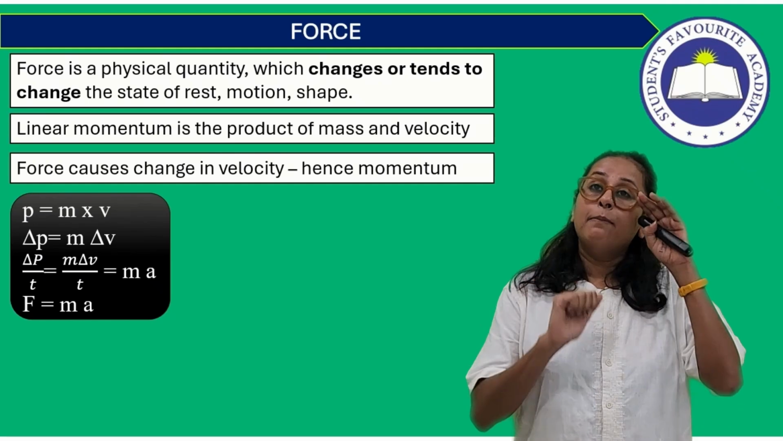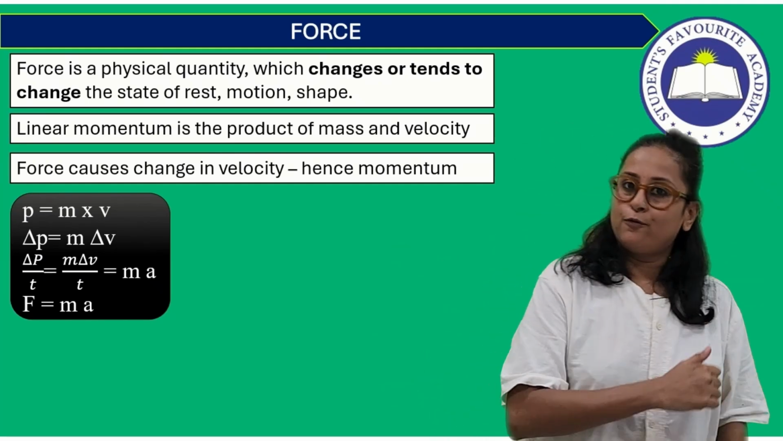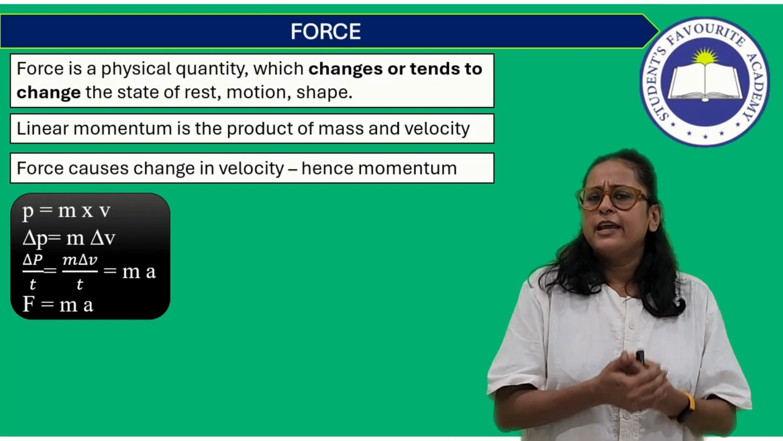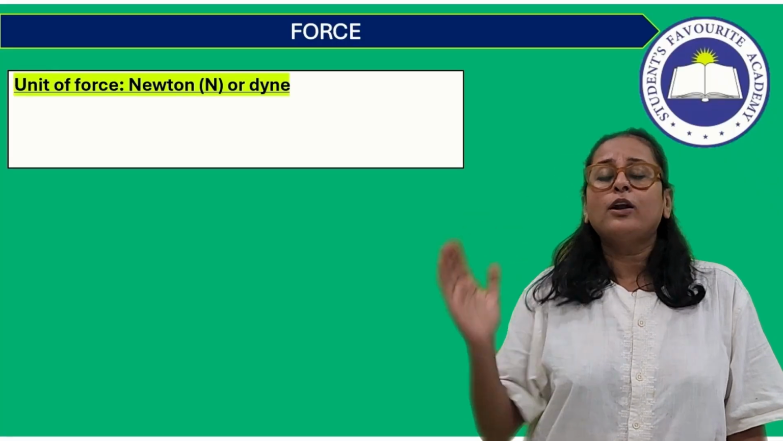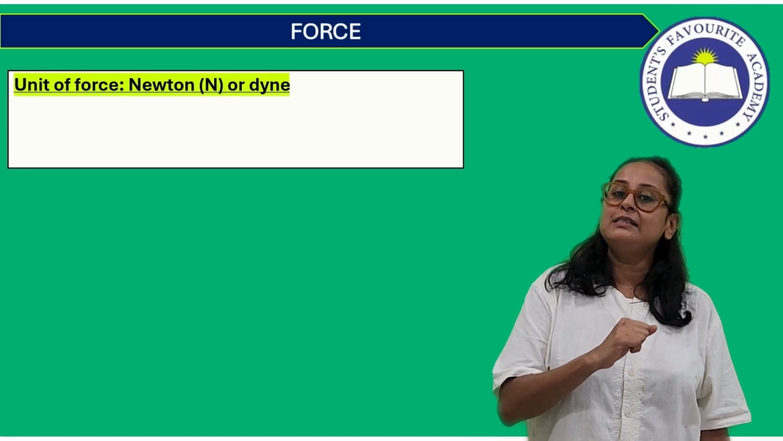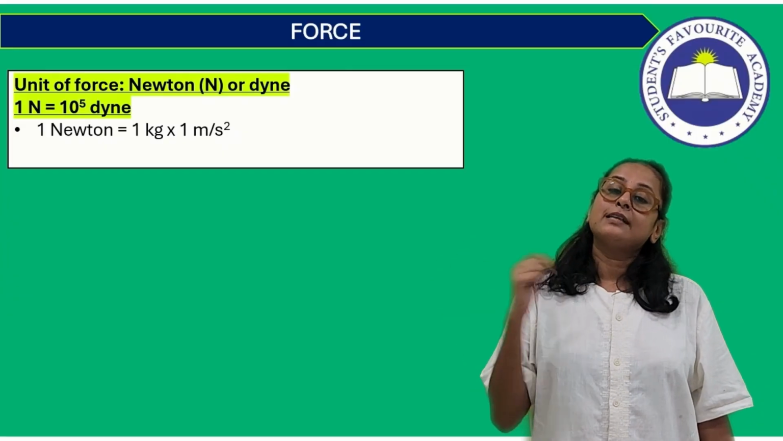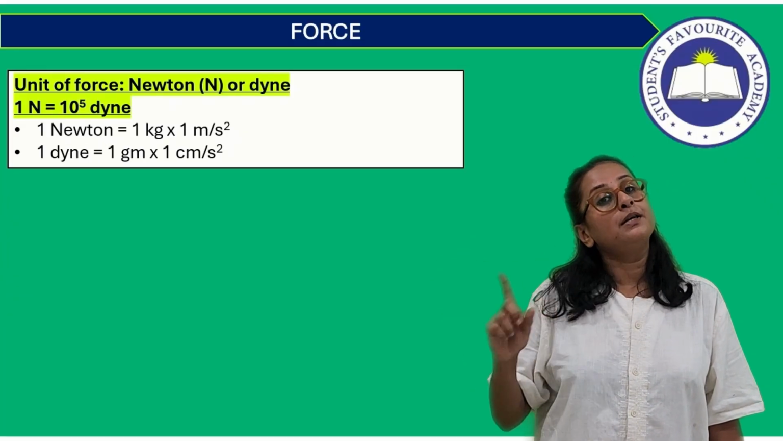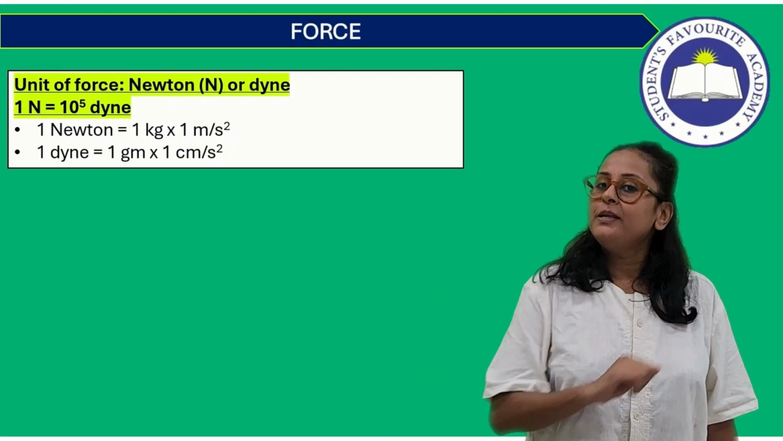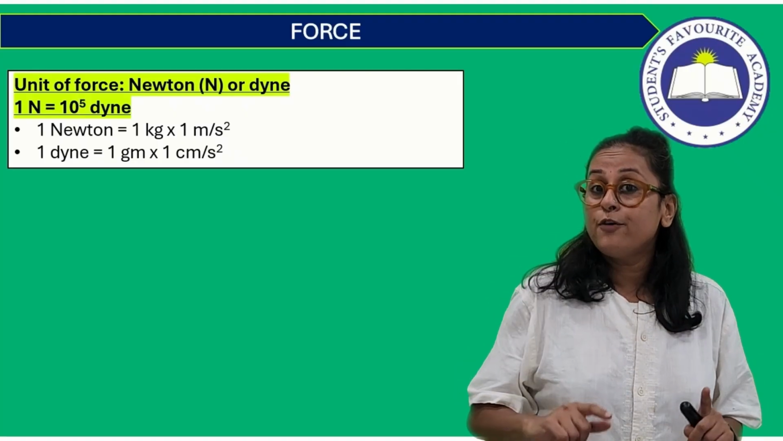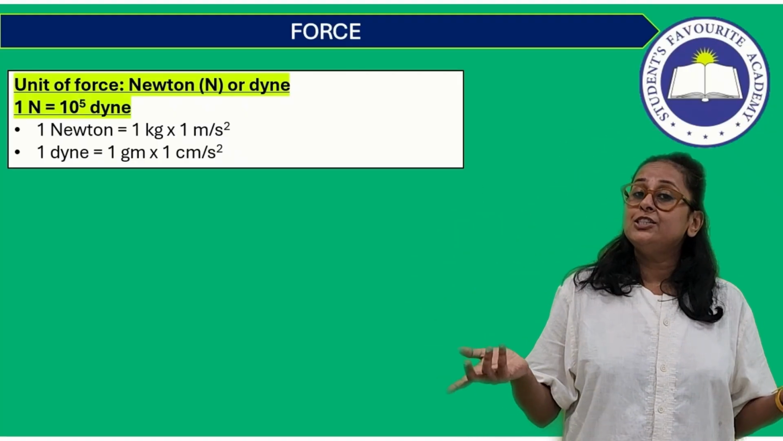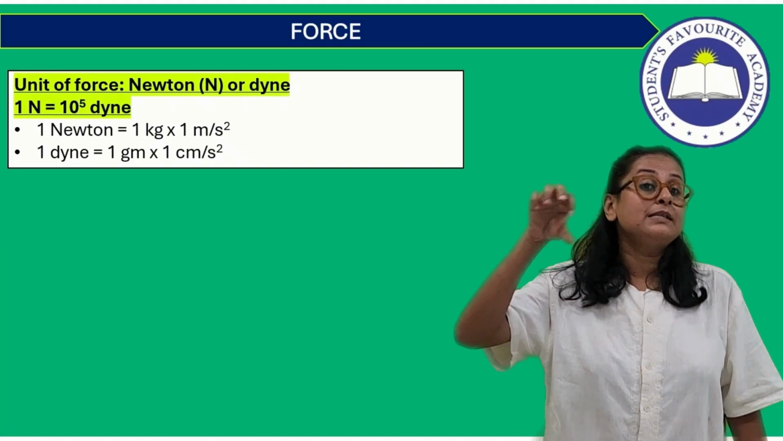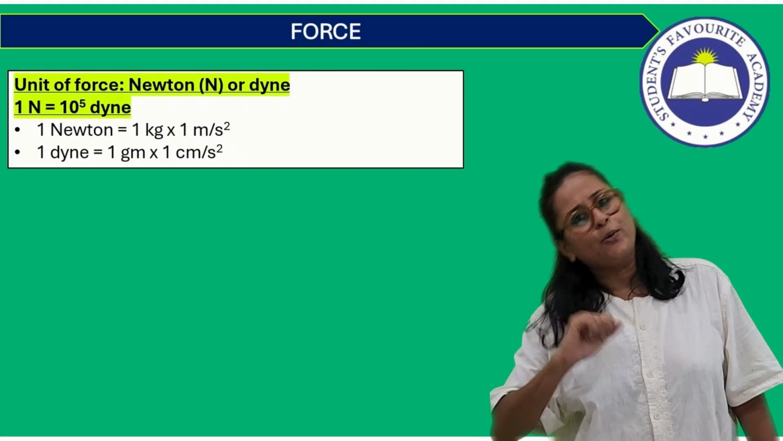Now, talking about the units of force. What could be the SI unit of force? Force is a product of mass and acceleration. What is the SI unit of mass? Kg. What is the SI unit of acceleration? Meter per second square. So what is going to be the SI unit of force? Kg meter per second square. What will be the CGS unit of force? Gram centimeter per second square.